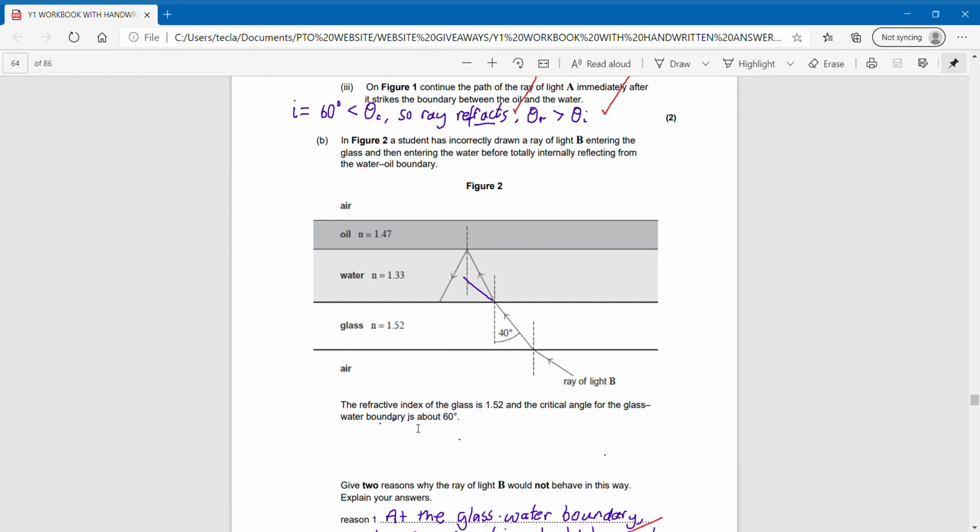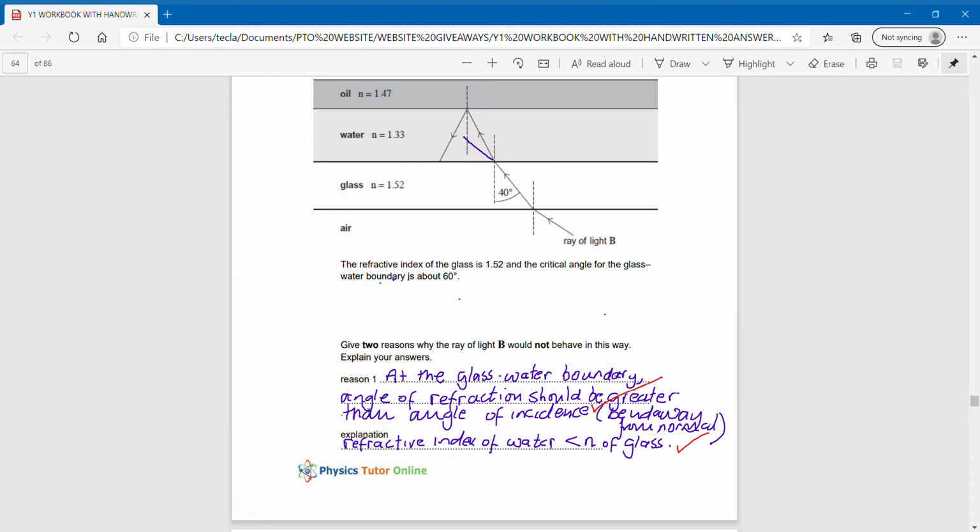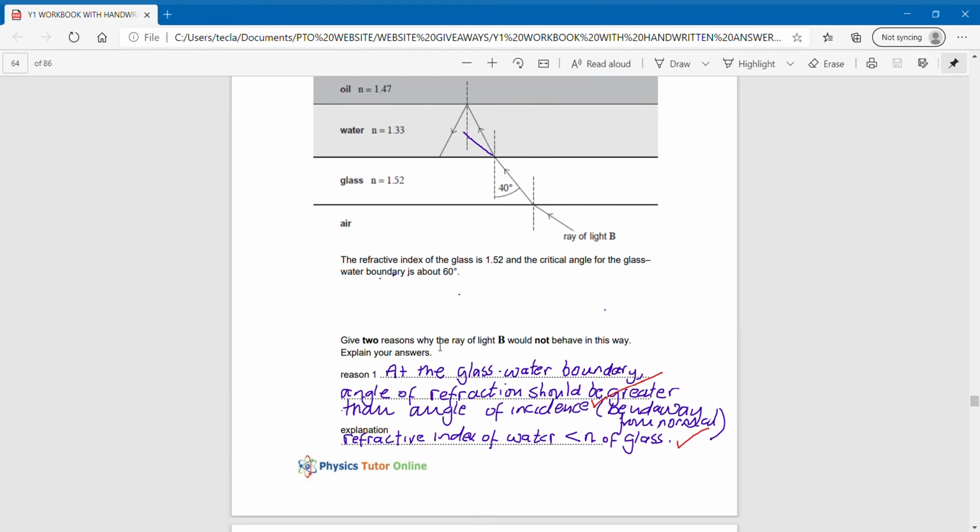Explain your answer. So reason 1, at the glass-water boundary, so we're looking at this boundary here, the angle of refraction should be greater than the angle of incidence. So it's coming in at an angle of 40, it's going to be refracting at an angle which is greater than 40. This is entering a less dense medium, or a medium with a lower refractive index. They've drawn it as refracting, bending towards the normal, it should bend away. And that's because the refractive index of water is less than the refractive index of glass.